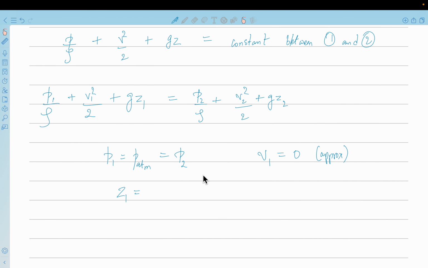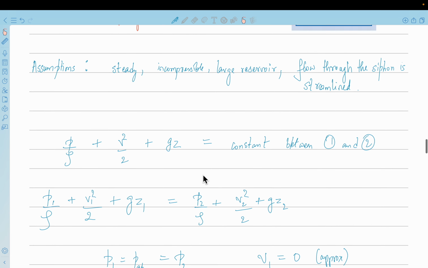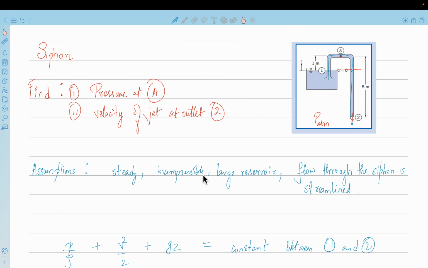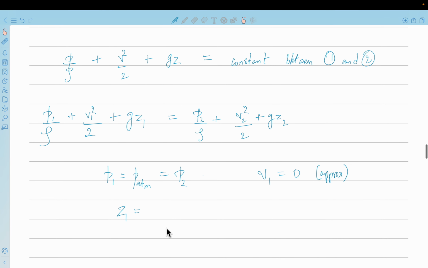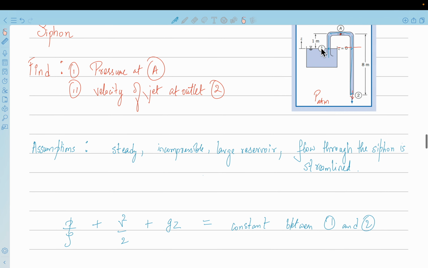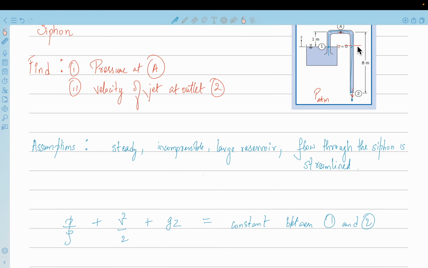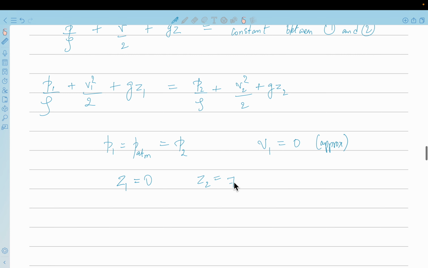Alright, so where were we? What can I say about Z1 and Z2 in this question? Z1 is this surface, right? So Z1 is 0, and Z2, from this surface location, it is 7 meters. Minus 7, yeah, right. So now can you plug in these values and tell me what is V2?